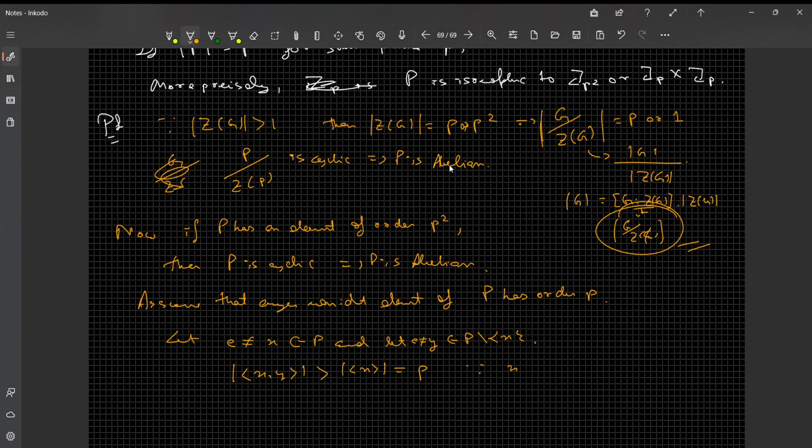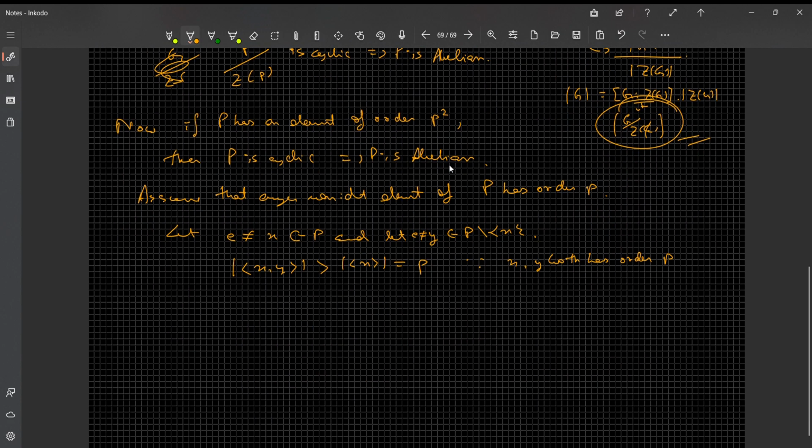Now since X and Y both have order p, the order of this must be equal to p squared because this is a subgroup of P, right? So this must have order p squared. So if this has order p squared, we can define the cyclic group generated by X cross the cyclic group generated by Y to be isomorphic to Zp cross Zp, right?